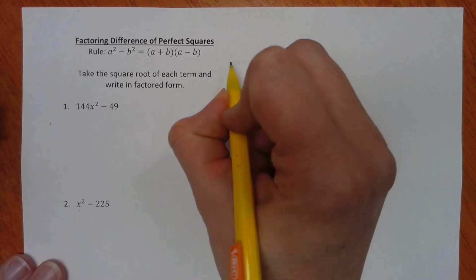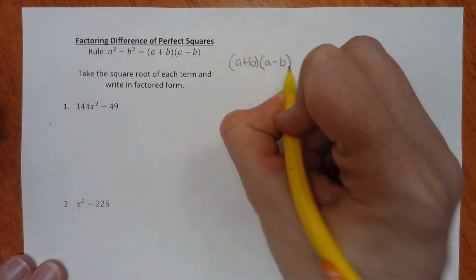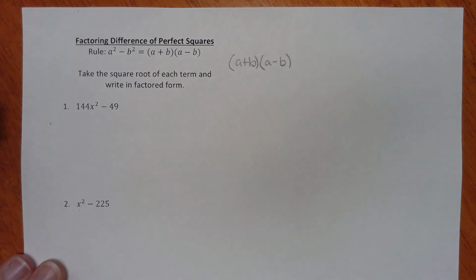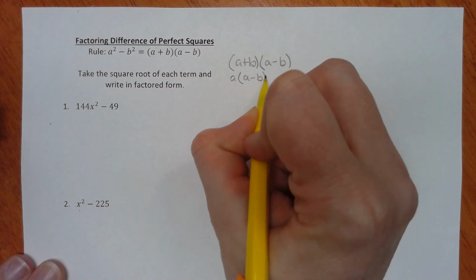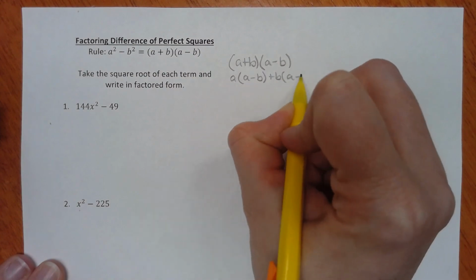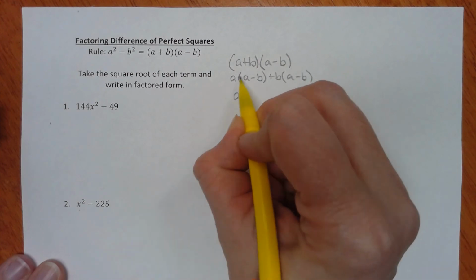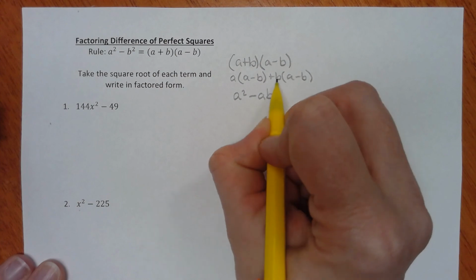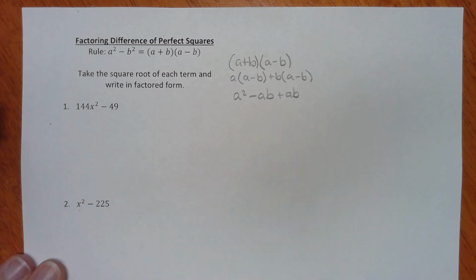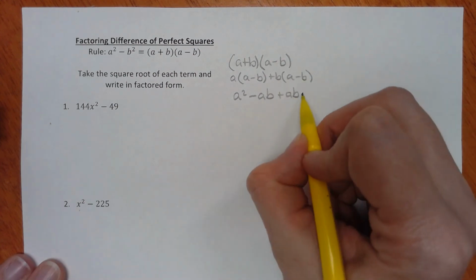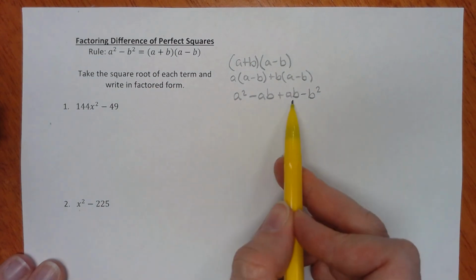If we have a plus b and we multiply that with a minus b, using the distributive property or even the box method, we can multiply this back together. So we'll do a times the a minus b and b times the a minus b. If we notice, a times a gives us a squared, a times negative b is negative ab, b times a, we'll write that as positive ab so that we can combine our like terms, and then b times negative b is negative b squared. So if you'll notice, your like terms will cancel.